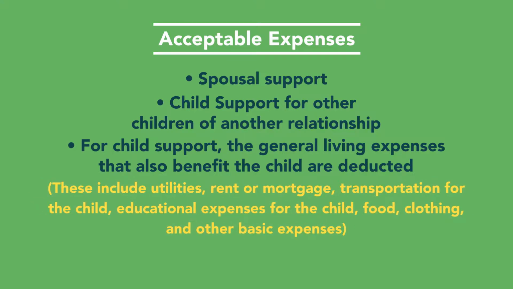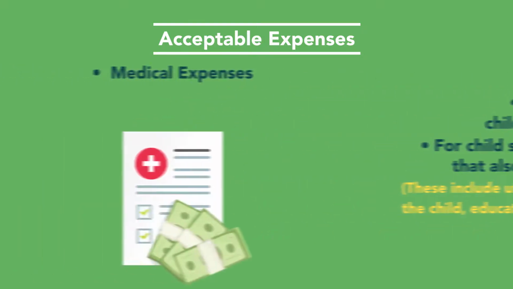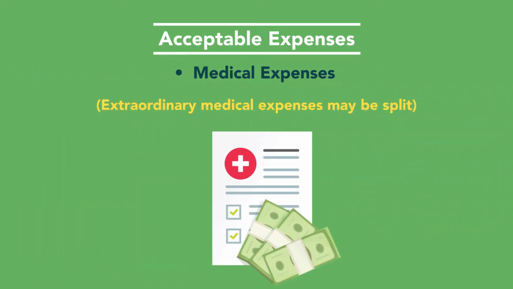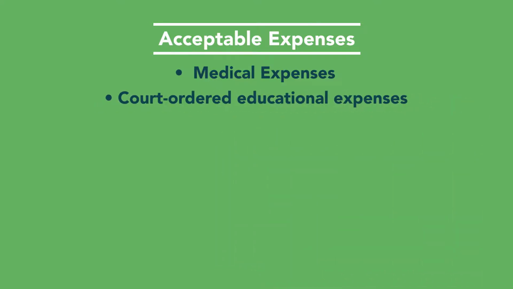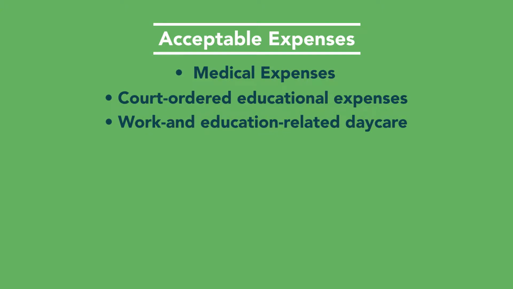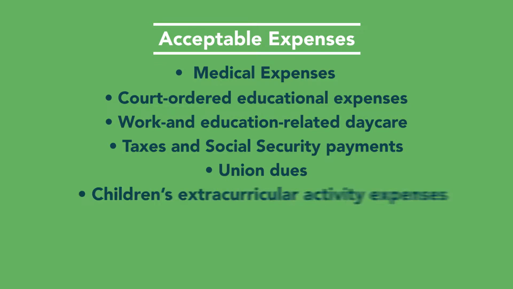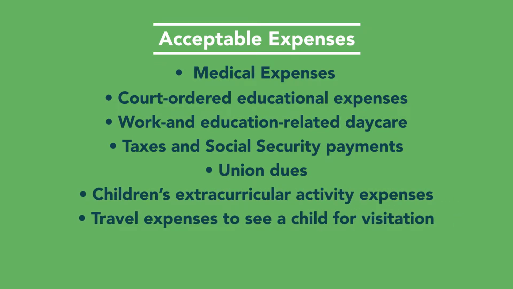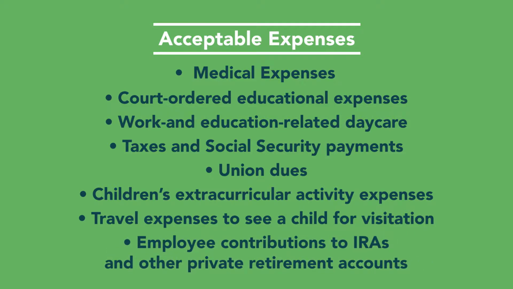These include utilities, rent or mortgage, transportation for the child, educational expenses for the child, food, clothing, and other basic expenses. Medical expenses are deducted. Extraordinary medical expenses may be split by the parties. Court-ordered educational expenses, work and education-related daycare, taxes and Social Security payments, union dues, children's extracurricular activity expenses, travel expenses to see a child for visitation, employee contributions to IRAs and other private retirement accounts.